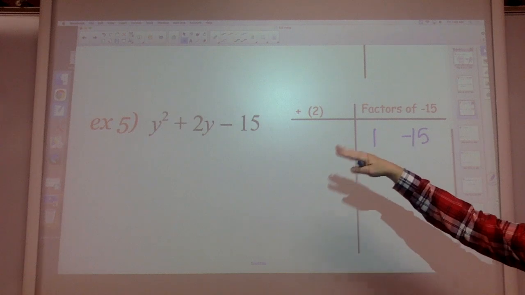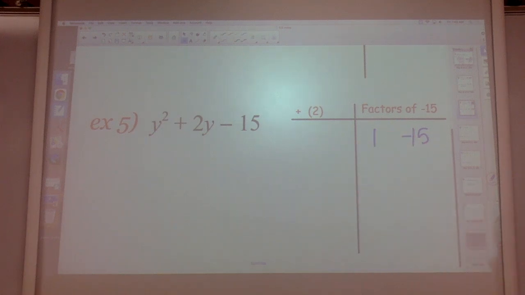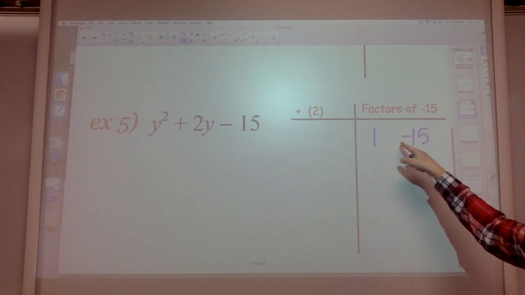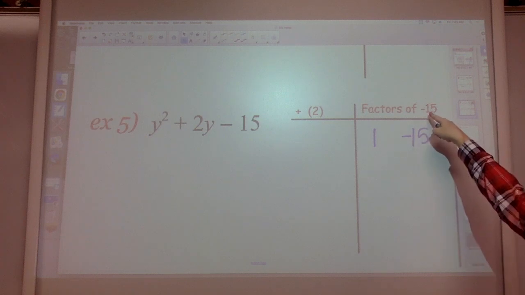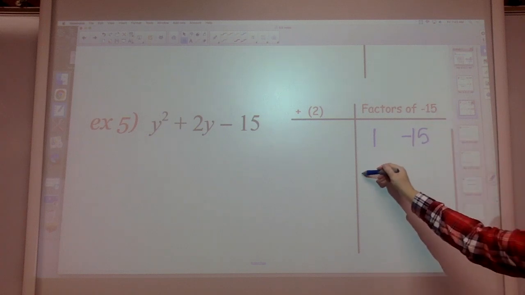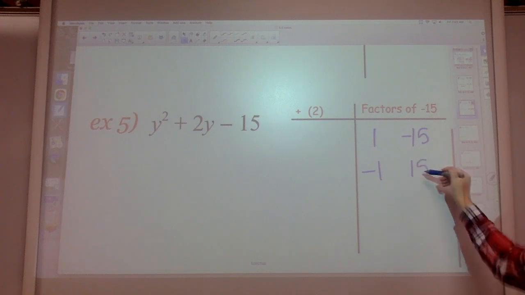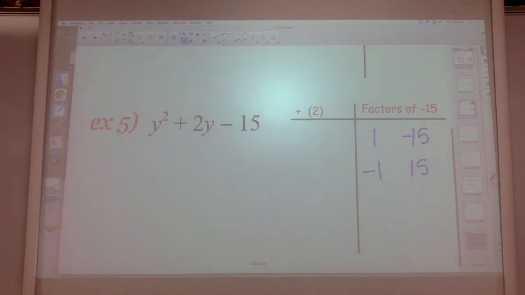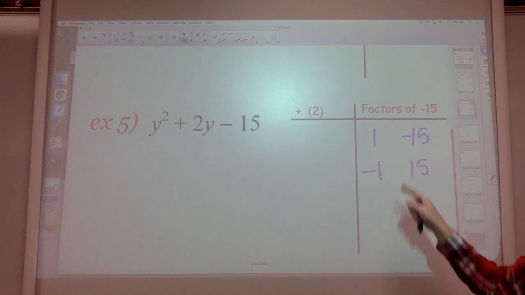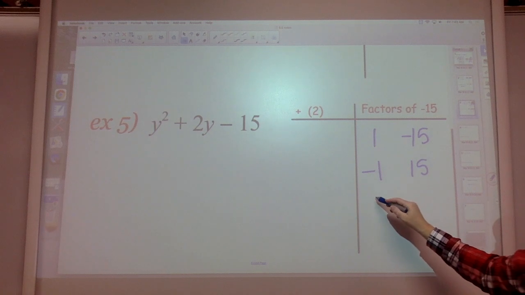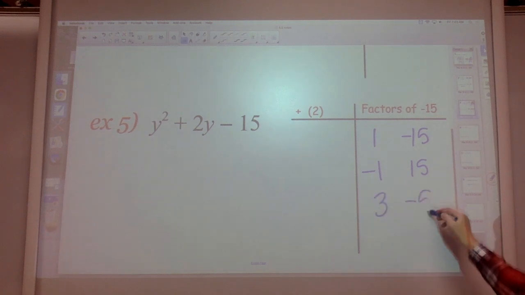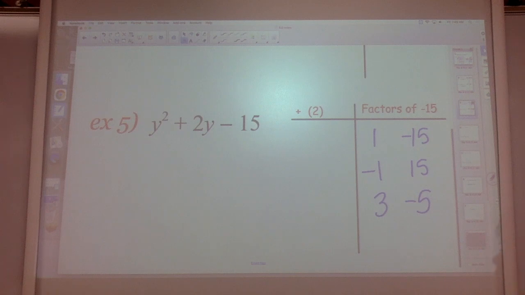Go ahead and pause this if you need to write that down and make your chart. You're going to need a chart this time. Because a positive 1 times a negative 15 makes negative 15. But so does a negative 1 and a positive 15. So now our list gets twice as long because you have to do one of each. You could use a positive 3 and a negative 5. Or you could switch that around and make it a negative 3 and a positive 5. Your list is twice as long if you don't want to think super hard or plan ahead.